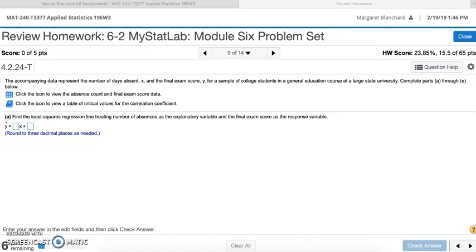Module 6, problem number 9. The accompanying data represent the number of days absent X and the final exam score Y for a sample of college students in a general education course at a large state university. Complete parts A through E below.